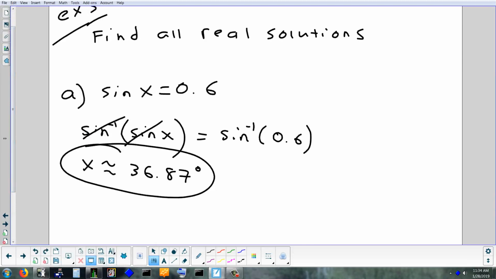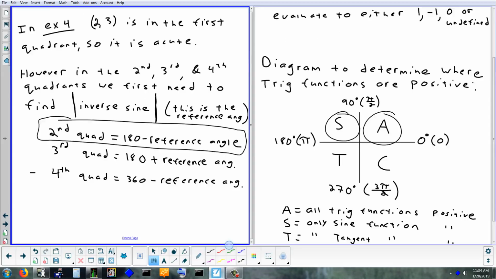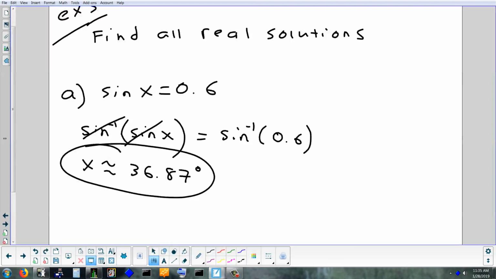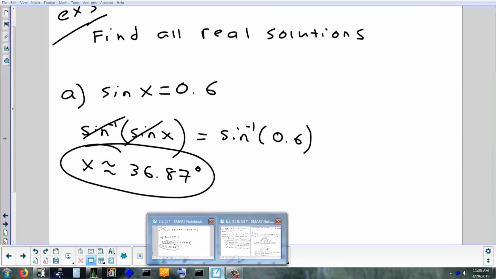All right. What quadrant is 36.87 in? Yeah, it's in the first quadrant. Every trig function is positive in the first quadrant, so we just found this answer. Now, go back to the original problem: sine of x equals positive 0.6.